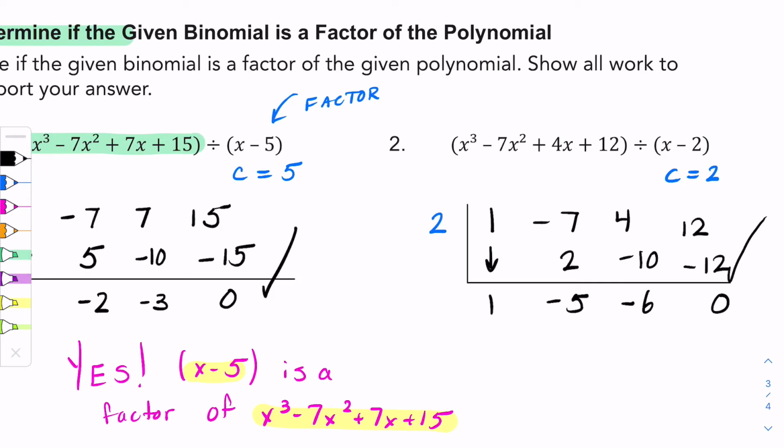So this one is also a factor. I'm just going to say yes for this. We know what we're talking about on that. So yes, x minus 2 is a factor of the original expression x cubed minus 7x squared plus 4x plus 12.